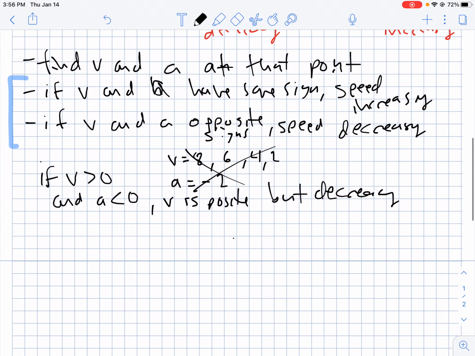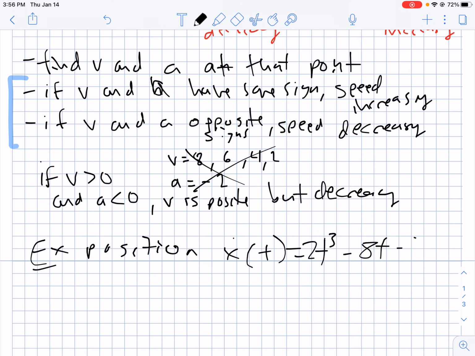So, for example, if I give you this problem, like let's say I tell you we have a position, and I tell you that the position x of t is equal to 2t cubed minus 8t minus 7, and I ask, is it speeding up or is it slowing down at t equals 1?